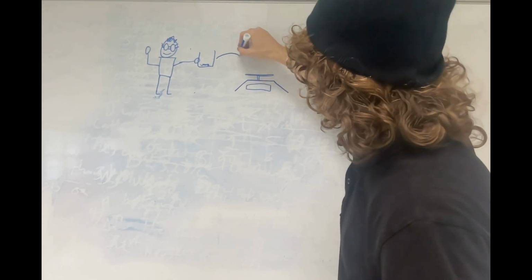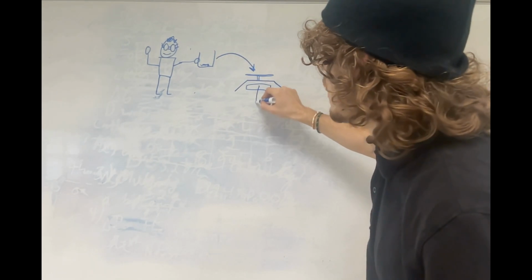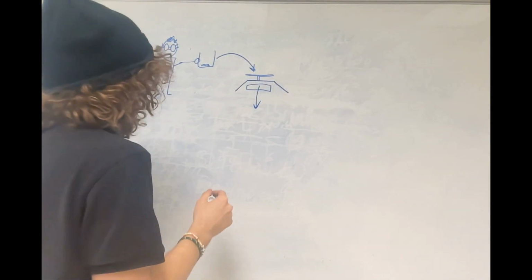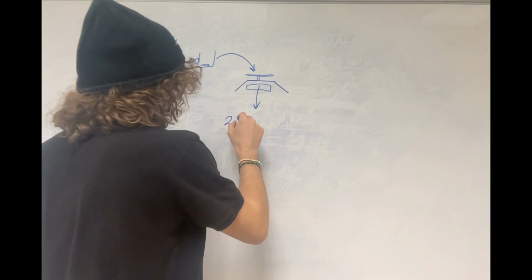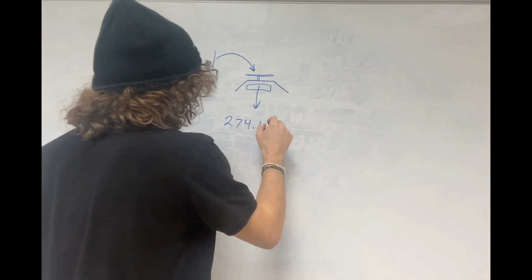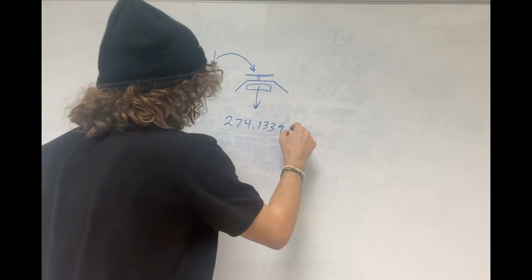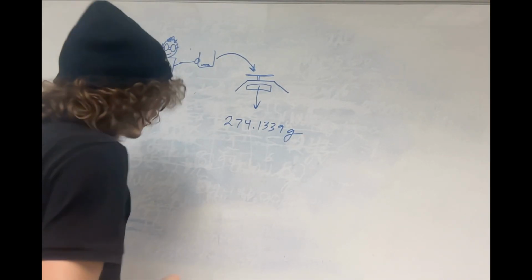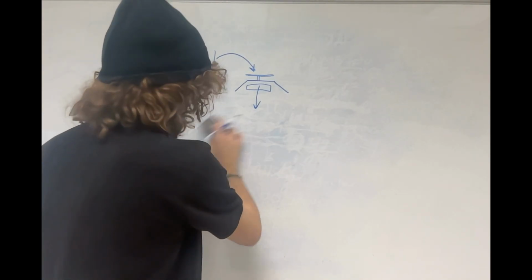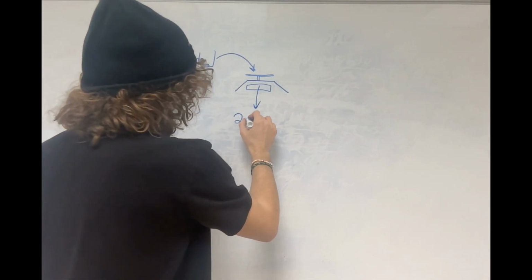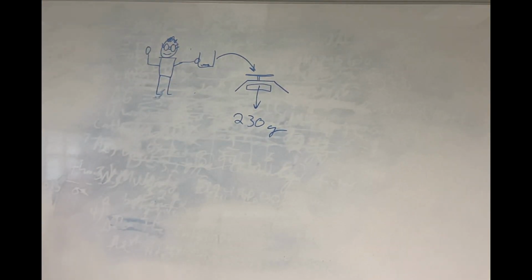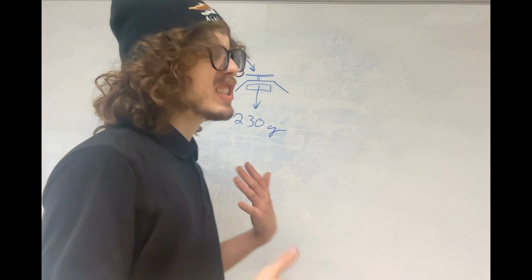So you're going to put this beaker onto the scale and it's going to output a number. Okay, let's say that the number that you get out is 274.1339 grams. Or actually, let's say that it reads 230 grams. But let's say that Bobby did some math.